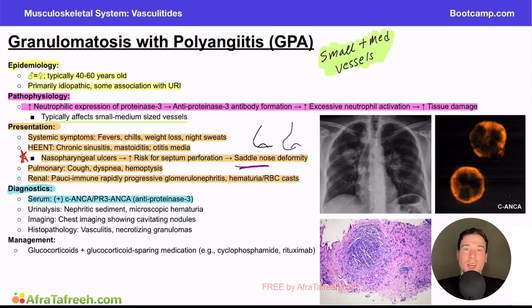Now, it's important to note that a lot of these patients will be ANCA positive. Approximately 3/4 of them will have this ANCA positivity, but a percentage of them might also have the p-ANCA positivity. So it's important to note that this does not necessarily tell us for sure it's this diagnosis, but it is a helpful clue.